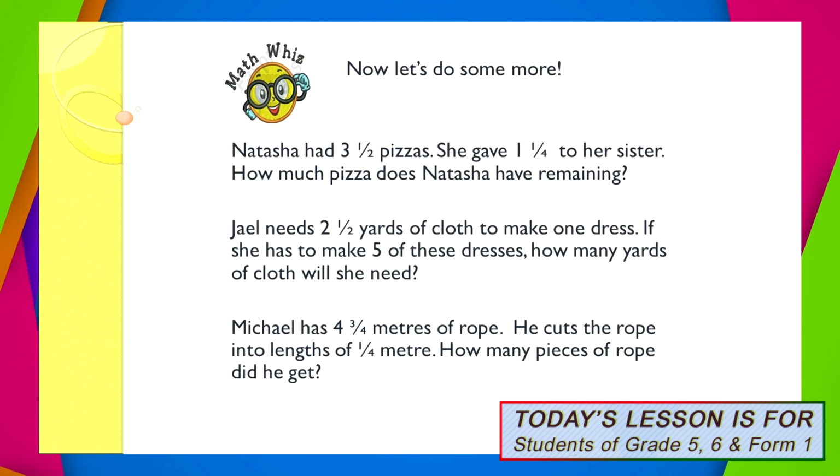Let's go. Michael has 4 3/4 meters of rope. He cuts the rope into lengths of 1/4 meter. How many pieces of rope did he get? So, what is the information that was given? 1, we know how much rope Michael had. We know the length of each piece. And they're asking us how many pieces.